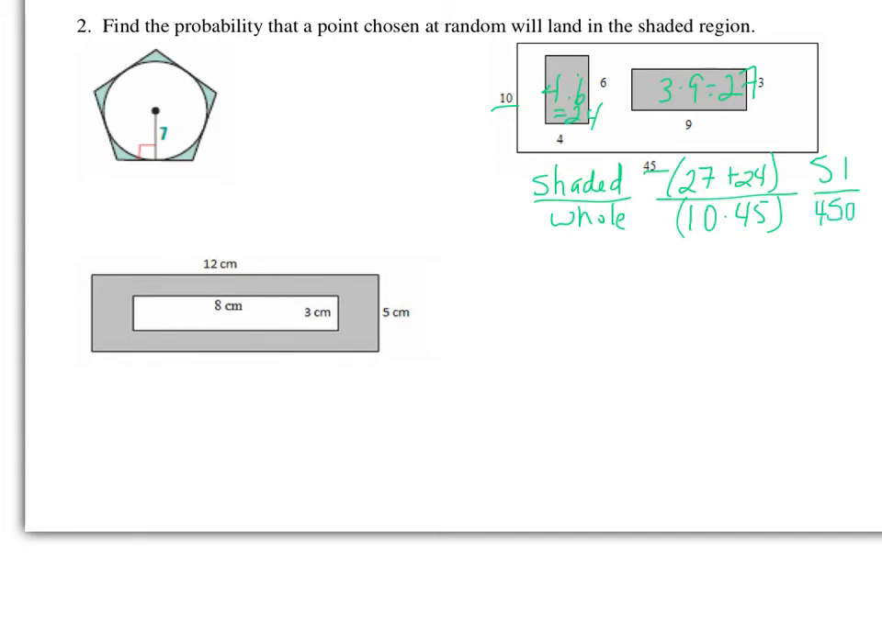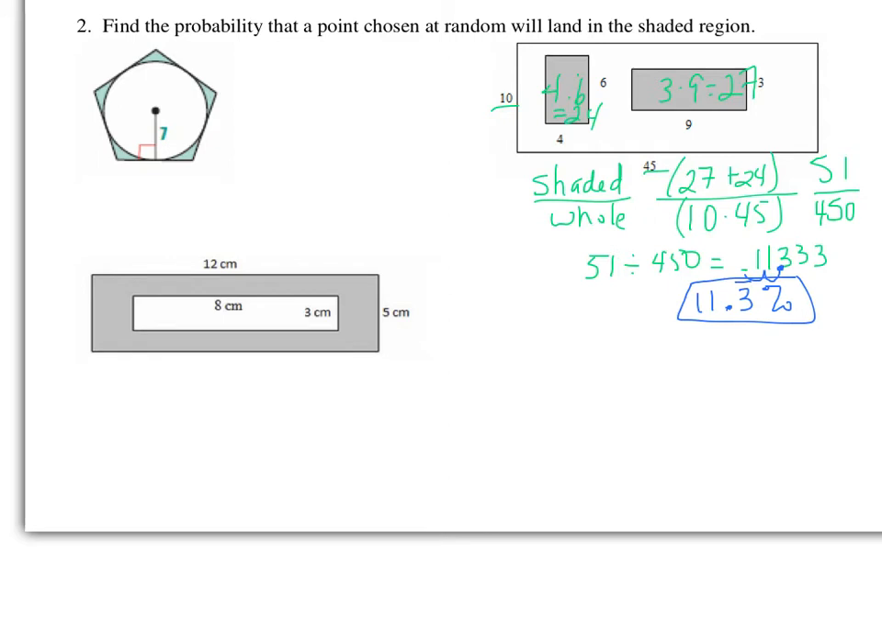So now we want to divide that. We're going to take 51 divided by 450. And in the calculator, we're going to get 0.11333. But remember, we've got to move the decimal over 2 places. So it's going to be 11.3%. And we're going to just round to 1 decimal place. That's how it's going to be on the test.